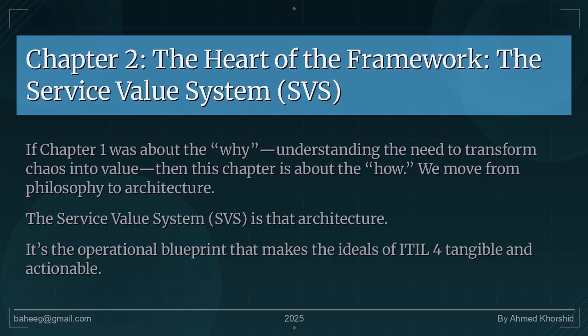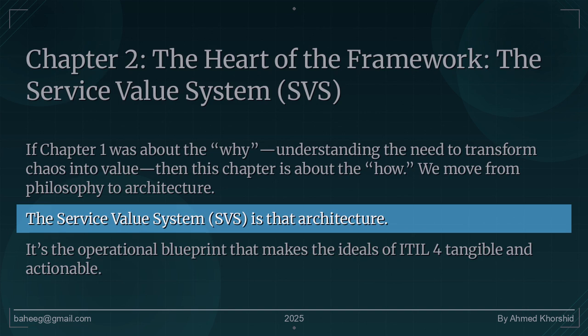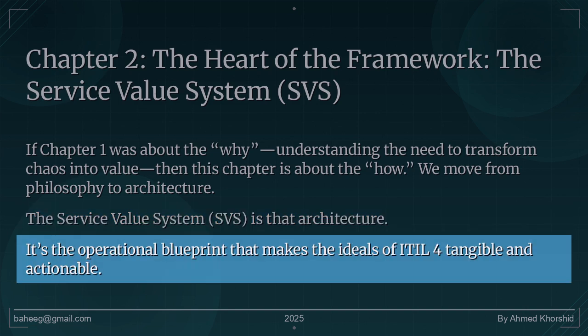Chapter 2, The Heart of the Framework, the Service Value System, SVS. If Chapter 1 was about the why, understanding the need to transform chaos into value, then this chapter is about the how. We move from philosophy to architecture. The Service Value System, SVS, is that architecture. It's the operational blueprint that makes the ideals of ITIL 4 tangible and actionable.